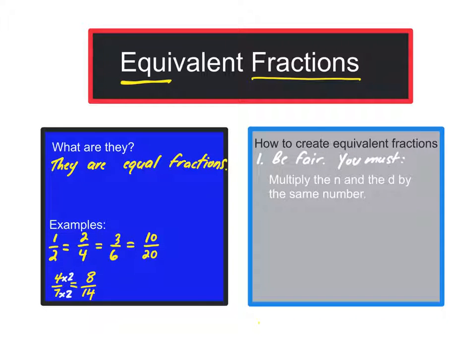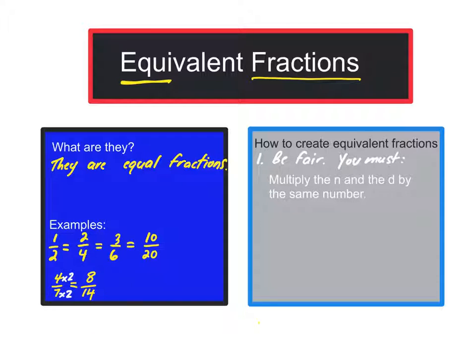The number one most important thing to create equivalent fractions is to be fair. What that means mathematically is you must multiply the numerator and the denominator, or multiply the n and the d, by the same number. And the reason why I pick fair is because kids think if my brother gets this or if my sister gets this, then they would hope or expect to also get that same treat or whatever it may be.